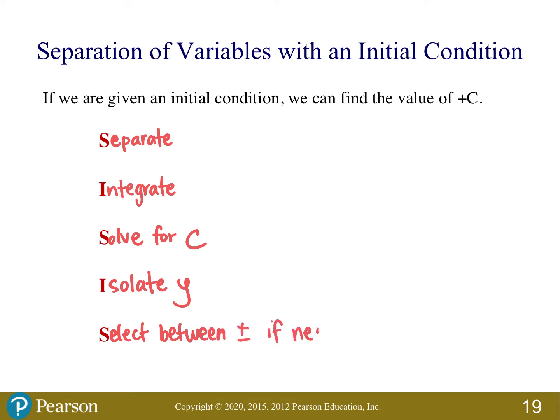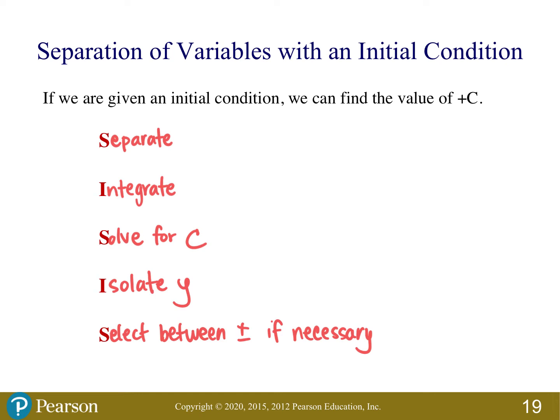So if you have a plus and minus in your answer, you'll need to choose one or the other. And you got to choose the right one. But it depends on your initial condition. So you wouldn't have been able to do that unless you had an initial condition. Okay, so SISIS is the acronym.